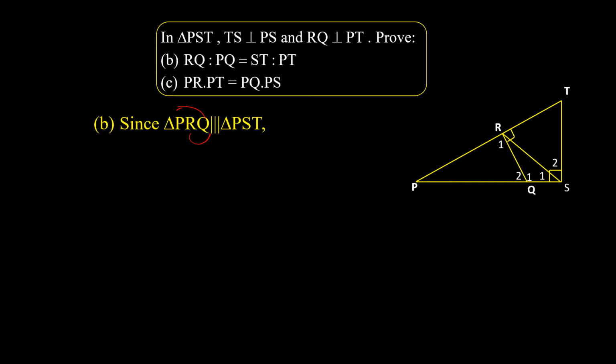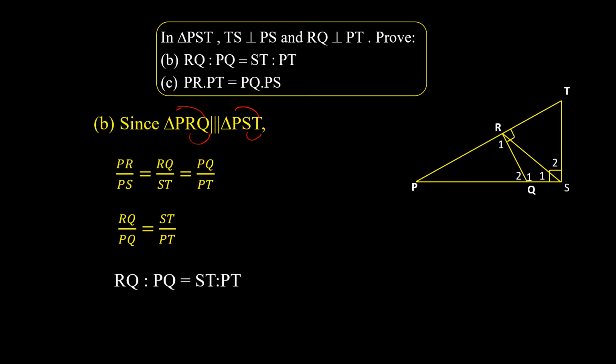Then in the second triangle, you look at that one. It should be second and third letter, ST and PT. So we can write that ratio there. Okay, what we write? So this is the whole thing, but we want actually only RQ over PQ is equal to ST over PT. Simple as that. Now we can write what is our question? RQ is to PQ. So we write in the format. That is our answer for B.